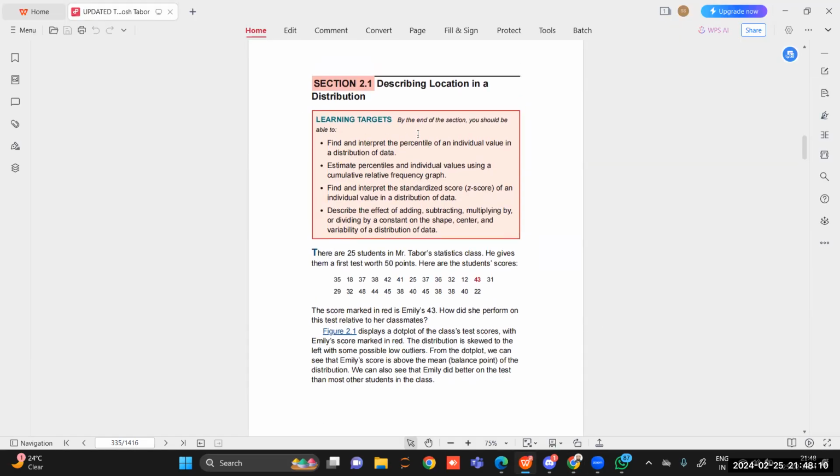He's telling us the learning targets: by the end of the section, you should be able to find and interpret the percentile. Percentile is something like the quartile that we have seen, but percentile does not deal in numbers, it deals with percentages. Estimate the percentile and individual values using a cumulative frequency graph. Find and interpret the standardized score, which is known as the Z score of an individual value in a distribution of data. Z score is very important.